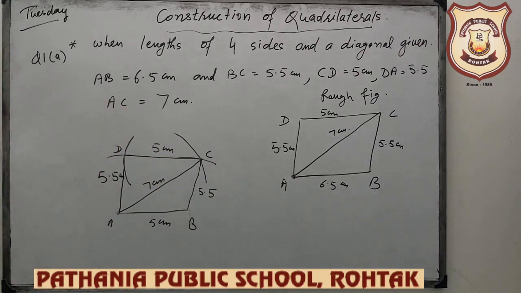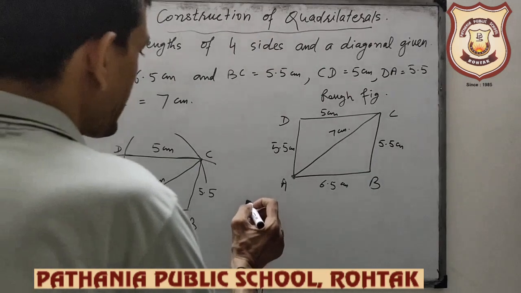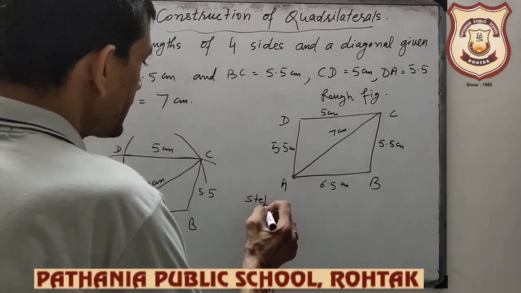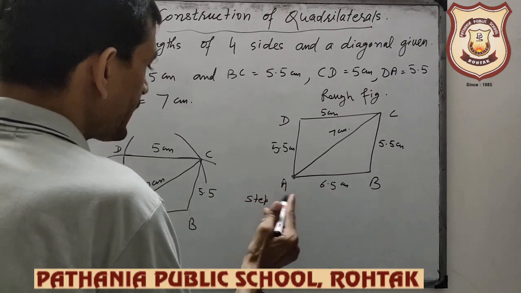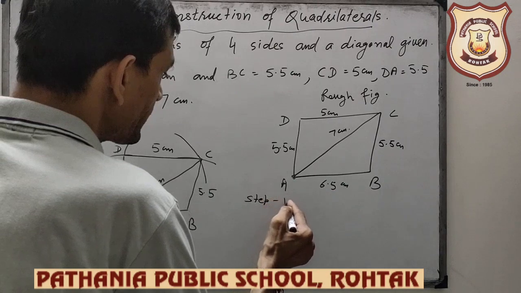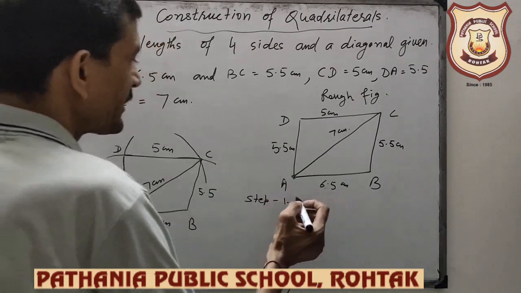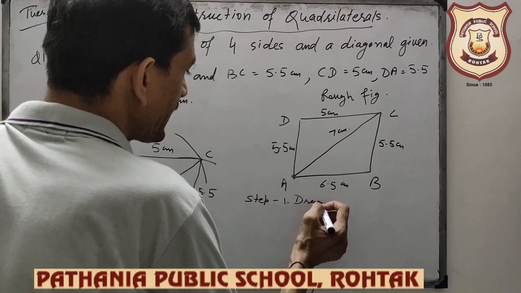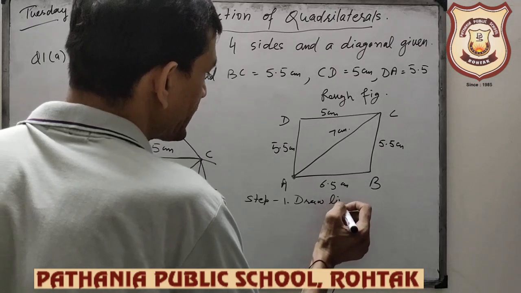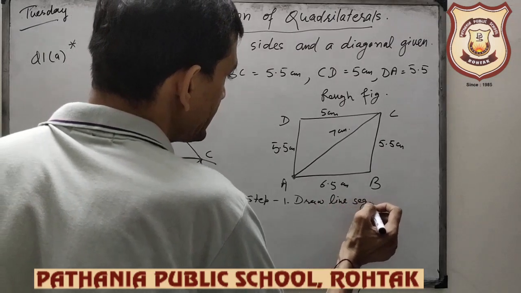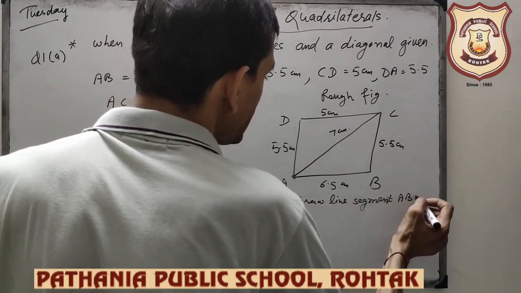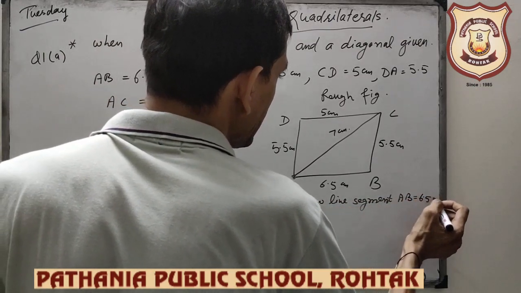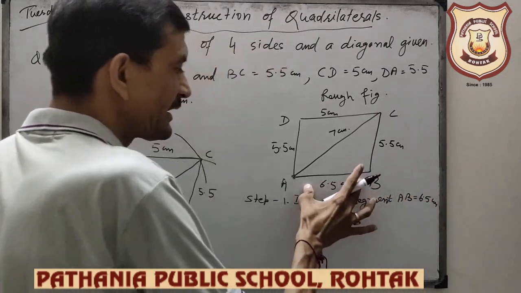And better write the steps of construction also. How should you write? Step 1. What did we do in step 1? Draw a line segment AB of length AB is equal to 6.5 centimeter. This is what we did first, right?